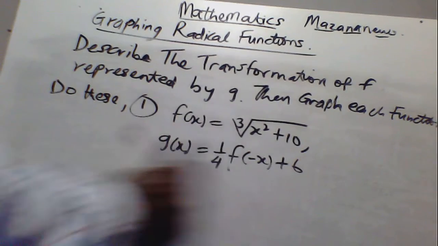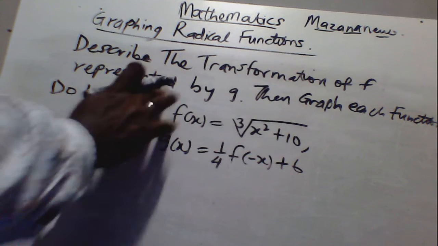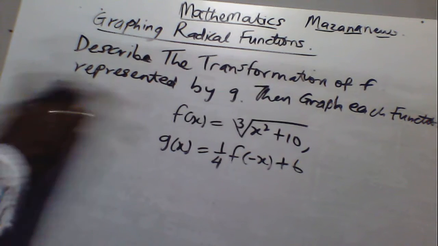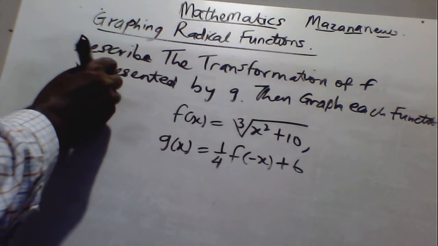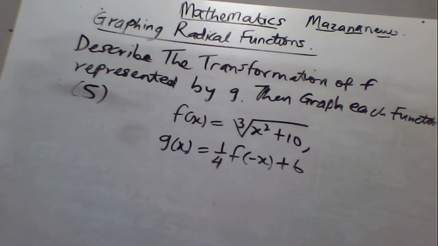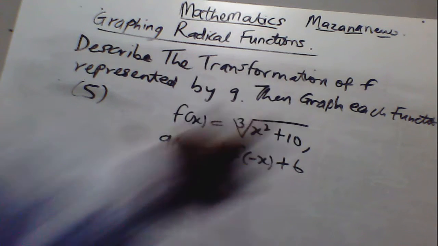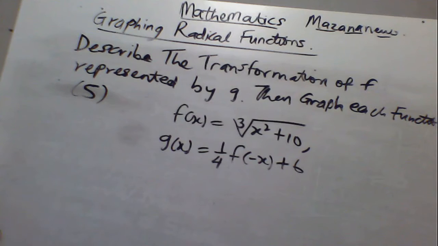This is the parent, and this is what we will translate. Okay, let me do this one and then you can do the rest. So f of s is the cube root of s squared plus 10, and the translation is g of s is 1/4 f of minus s plus 6.